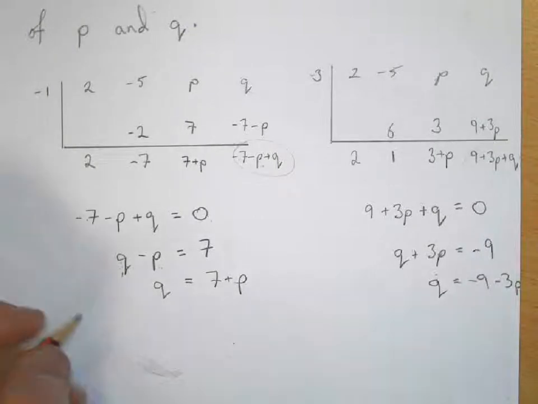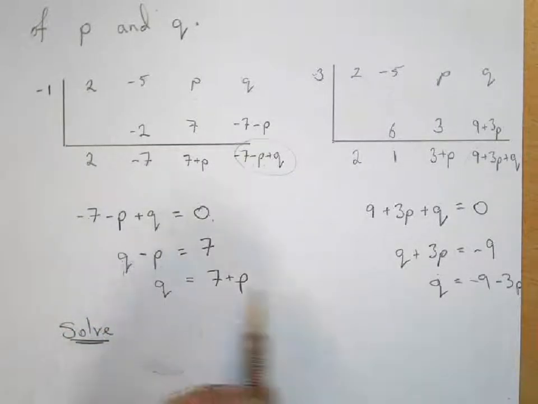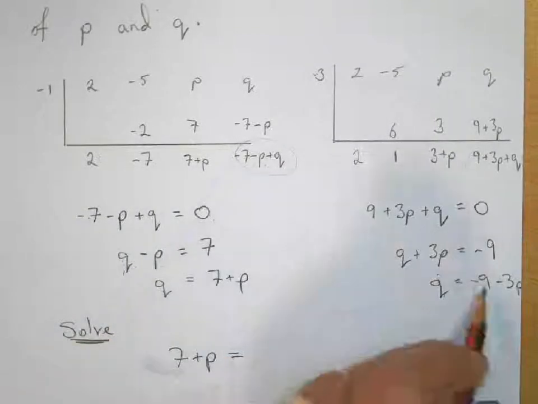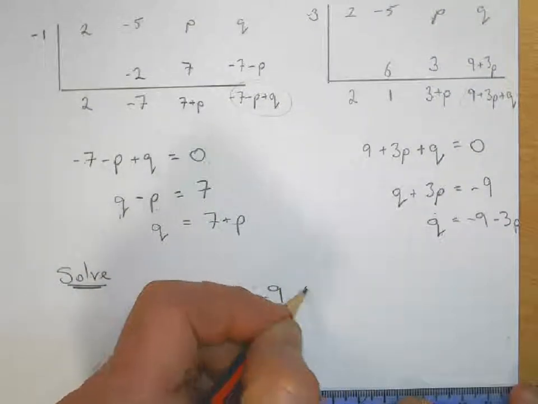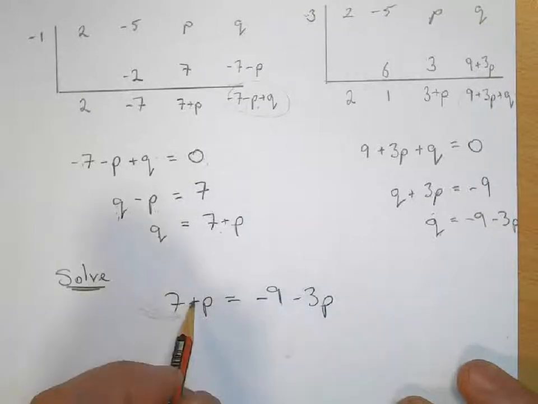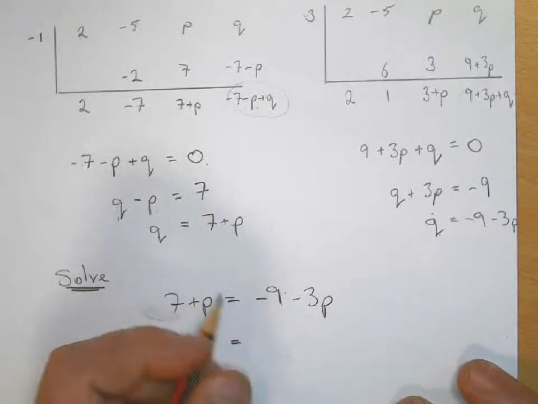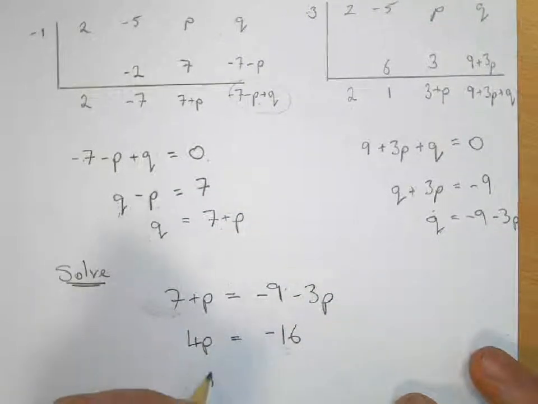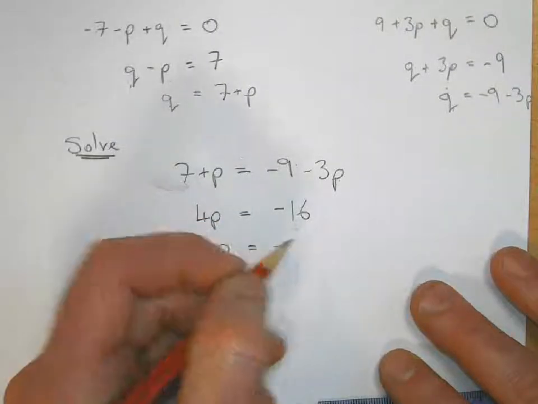So to solve them, if Q can equal this and Q can equal that, we can then write down 7 plus P has got to equal minus 9 minus 3P. And to solve that equation, I bring the minus 3P onto the other side, becomes 4P, and I bring the 7 onto this side, and it's going to become minus 9, take away 7, it's going to be minus 16. Divide that by 4, and I end up getting P is equal to minus 4.